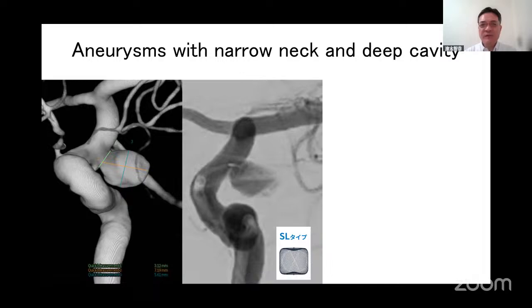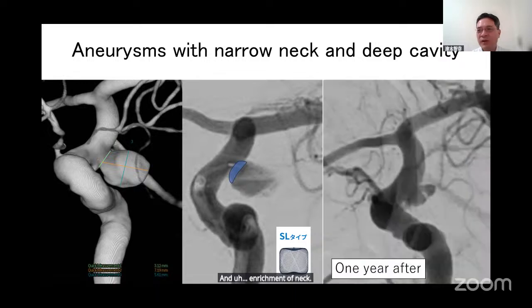For aneurysm with a narrow neck and deep space, it is difficult to place the intrasaccular device at the neck surface. And enlargement of the neck may occur during follow-up, like this. So therefore, conventional coil embolization seems more appropriate in such cases.